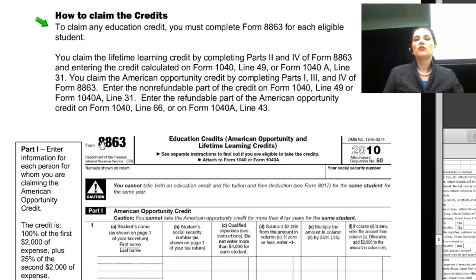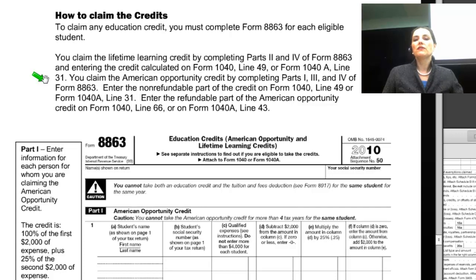To claim any education credit, you must complete Form 8863 for each eligible student. You claim the Lifetime Learning Credit by completing Parts 2 and 4 of Form 8863 and entering the credit calculated on Form 1040, line 49, or on Form 1040A, line 31. Now, for purposes of today's class, and actually any class we teach, we would ask that you complete all course assignments using the long Form 1040. Do not use short Form 1040A because your line numbers and line entry amounts will differ from ours. So anytime you take one of our courses, please do use the long Form 1040 and avoid the short form.